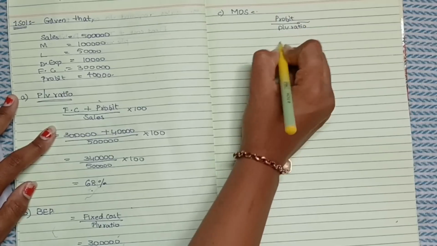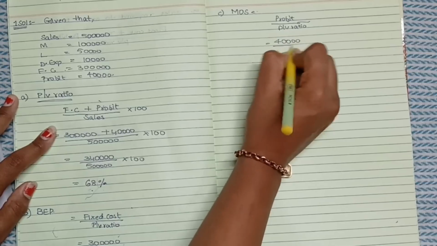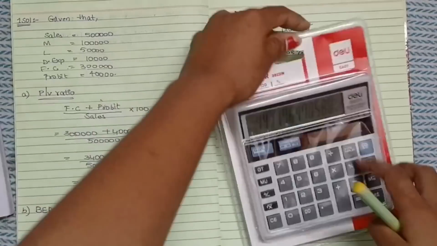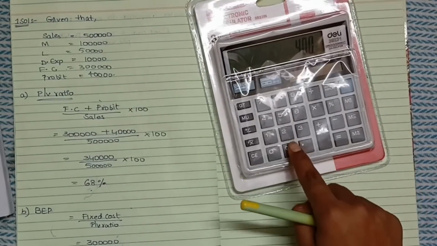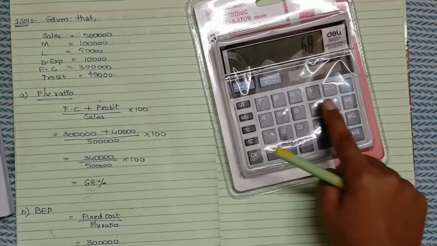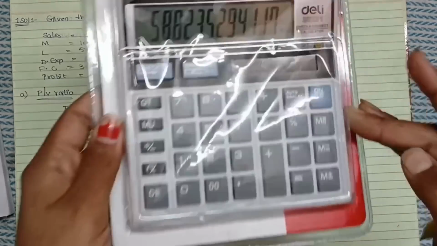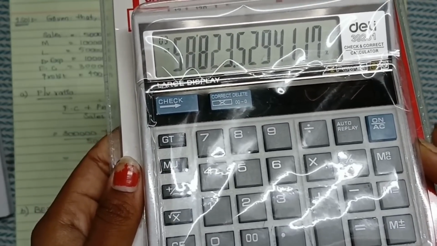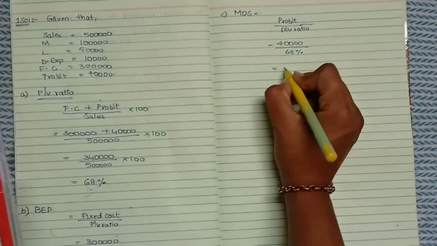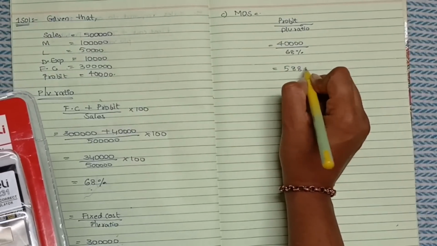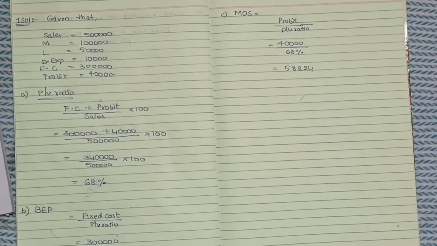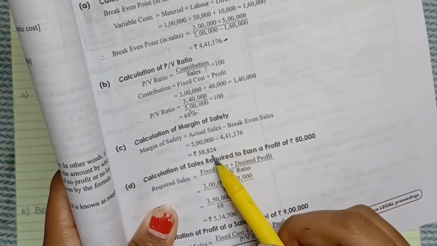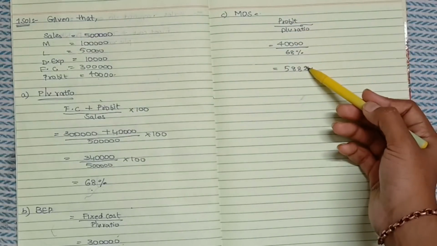Profit is 40,000. PV ratio is 68%. 40,000 divided by 68%. How much are you getting? 5,58,824. Got it? So same answer you are getting, no? If you do 5 lakh minus 4 lakh 41, also you will get the same answer. If you do like this also you will get the same answer.